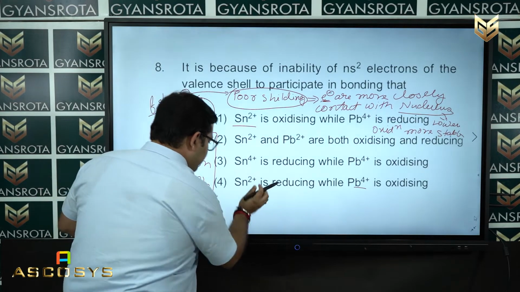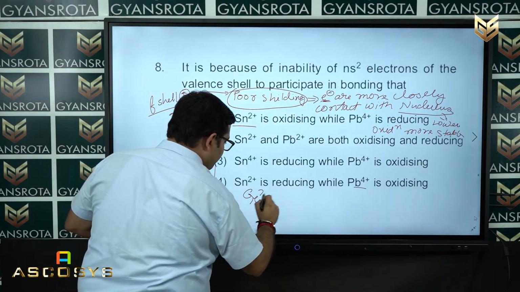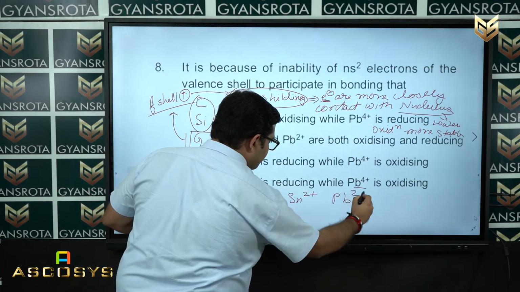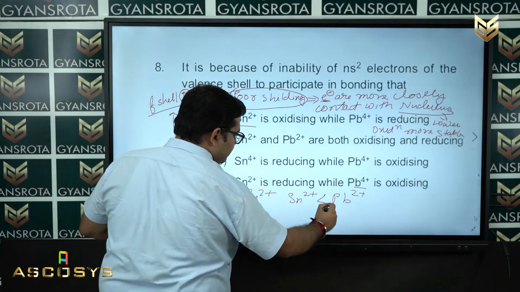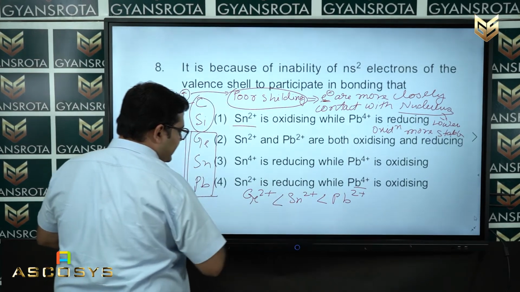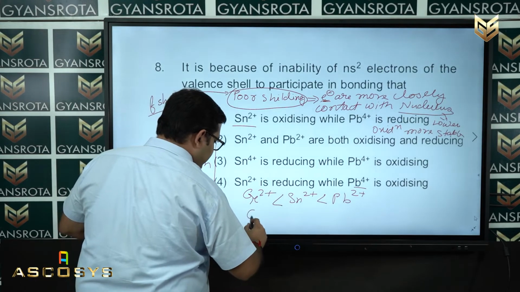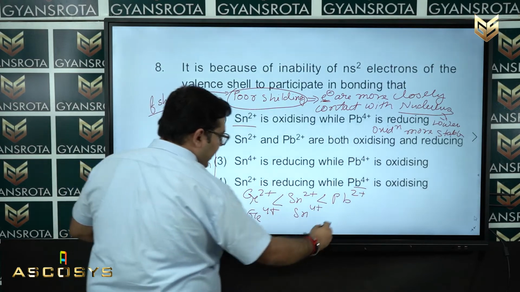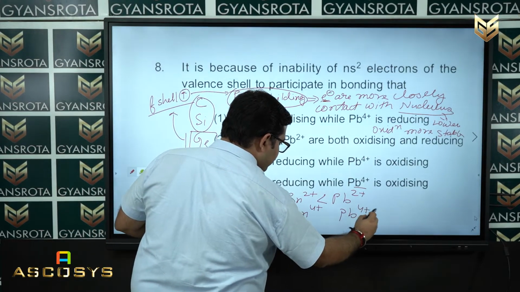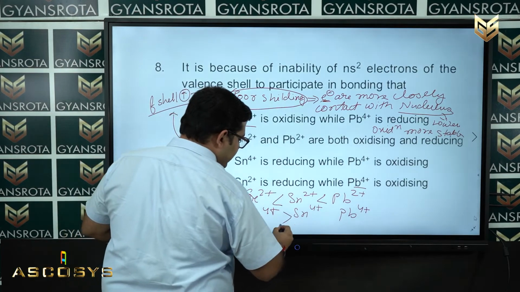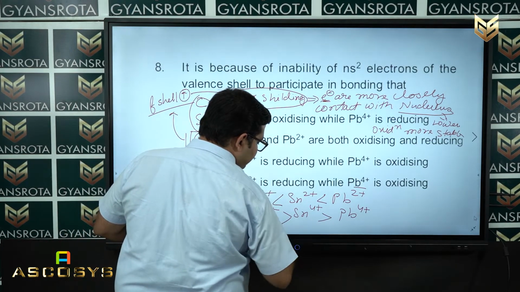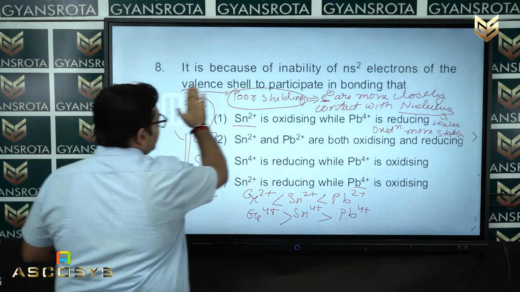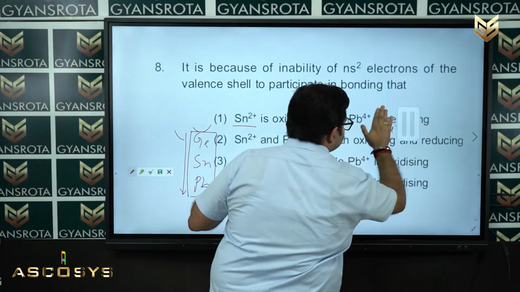So Ge2+, Sn2+ and Pb2+. The stability order is that Pb2+ is more stable than Sn2+ and then Ge2+. But if you say Ge4+, Sn4+ and Pb4+, the stability order is Ge4+ is more stable than Sn4+, which is more stable than Pb4+. Now, this concept we are going to use to solve this question.